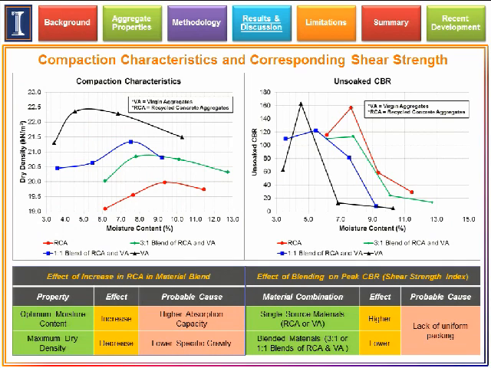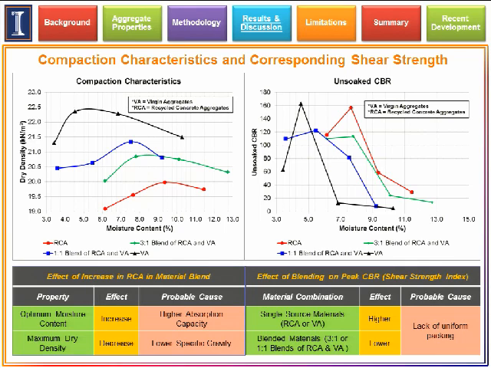These are the results for the compaction characteristics. If we look at the results, we can see that with the increase in RCA, the optimum moisture content increases. On the other hand, maximum dry density decreases. If you recall the results from the specific gravity test and the absorption capacity test, you can also draw the probable cause for such behavior. The increase in the optimum moisture content is due to the higher absorption capacity, and the decrease in the maximum dry density is due to the lower specific gravity.